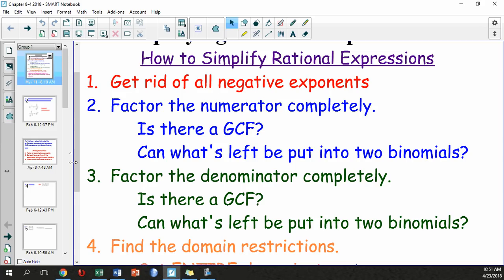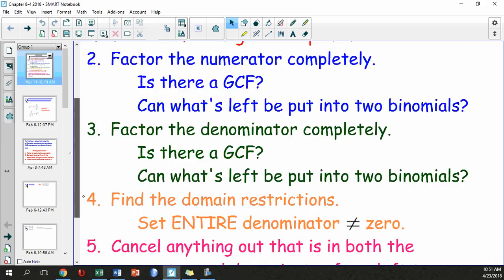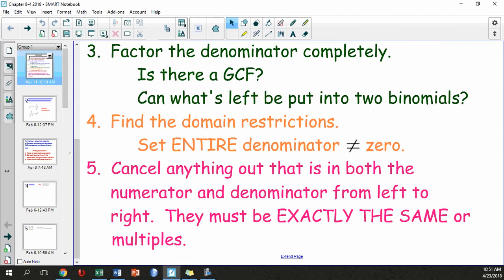Okay? When I say to factor the numerator completely, there are two things your brain needs to be thinking. Is there a GCF, a greatest common factor, in common between each and every term? If there is, I need to pull it out. And then can what's left be put into two binomials? Okay? So we're going to factor the numerator completely. Next, you're going to factor the denominator completely. Same exact concept. Is there a GCF? And can what's left be factored into two binomials?